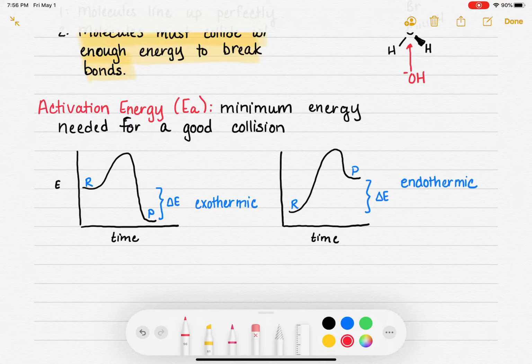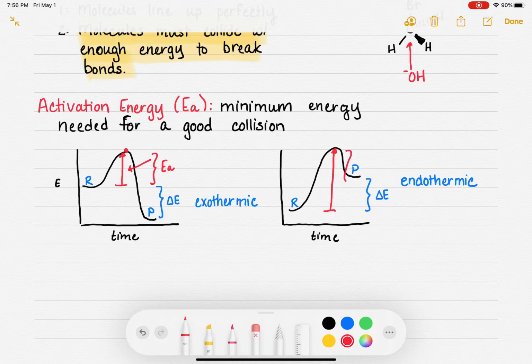The amount of energy that it takes to go from the reactants up to this high point on the energy diagram is the activation energy. So this amount right here is the activation energy, the minimum energy that it takes for us to get up here to the high point on the energy diagram. And it doesn't matter if it's exothermic or endothermic, the difference in energy between the reactants and the highest point on the graph is the activation energy.